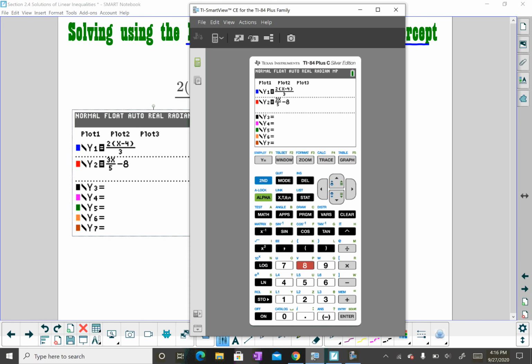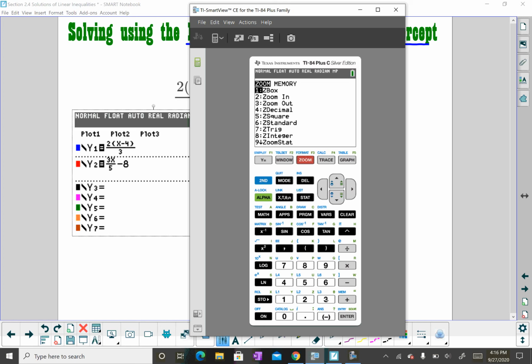All right, so we're going to hit graph, maybe even zoom 6 to make sure we're in the default window. And there's our picture. Unfortunately, I can't see an intersection. It looks like they're getting closer together on the negatives here. So maybe let's change our window. We can even zoom out. Let's do that. We haven't played with that very much.